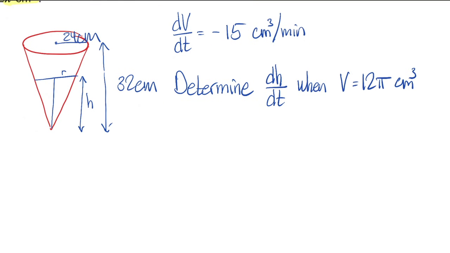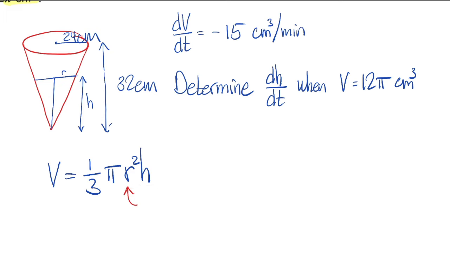So to determine the volume of a cone, we would use the following formula. Volume equals 1/3 times pi times radius squared times height. So the radius here refers to the radius at the water level, not the radius of the cone. Okay. Now this formula here will give us the volume as a function of the radius at the water level and the height of the water level.